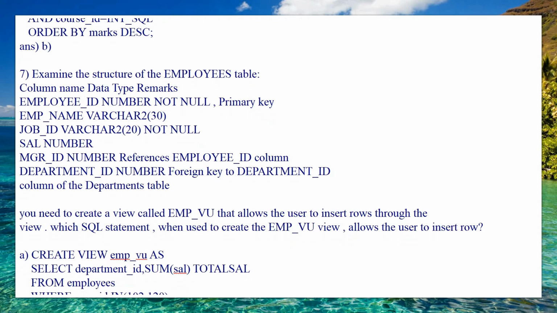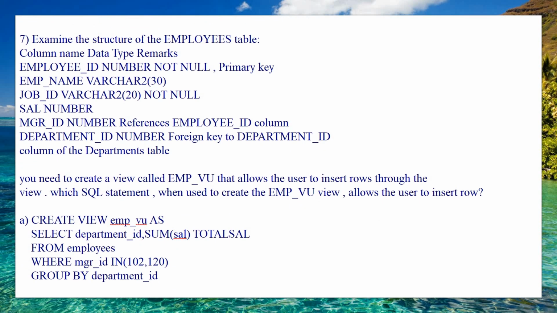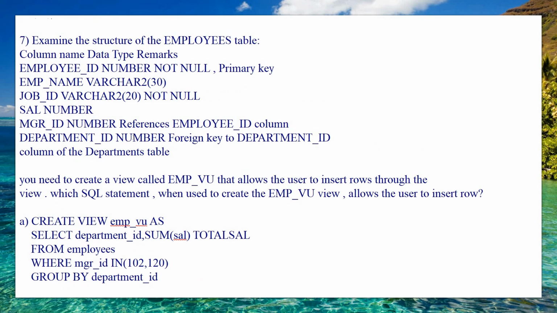So again, the seventh one, there is a query. Examine the structure of the employees table. Column name, data type, remarks: employee underscore ID number, not null, primary key; EMP underscore name varchar2(30); job underscore ID varchar2(20), not null; and sal number. And then manager ID or MGR ID number references employee underscore ID column; department underscore ID number, foreign key to department underscore ID column of the departments table. So this is used to create a table, and you are going to insert the values in the table.